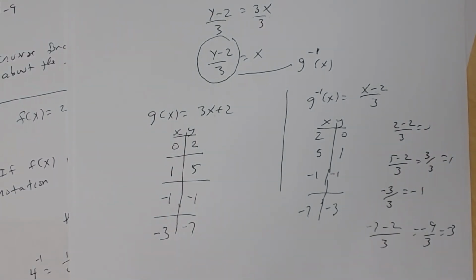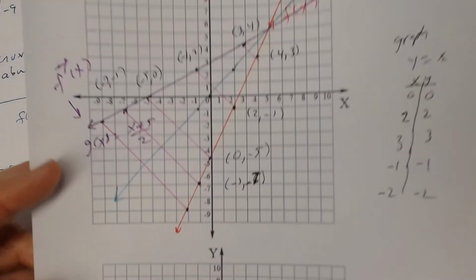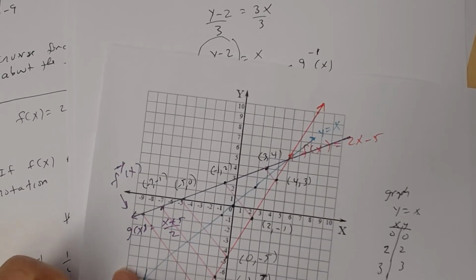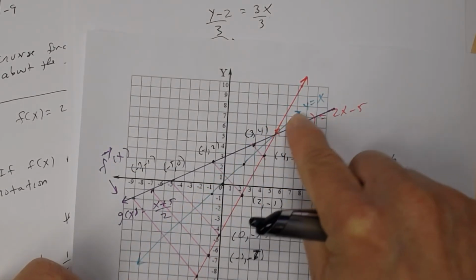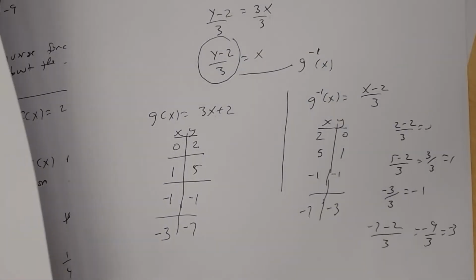If I were to graph g and its inverse in a coordinate plane, remember they're going to be symmetrical about what line? They're going to be symmetrical about the line y equals x. All right, so let's look at that. Let's just do that real quick.